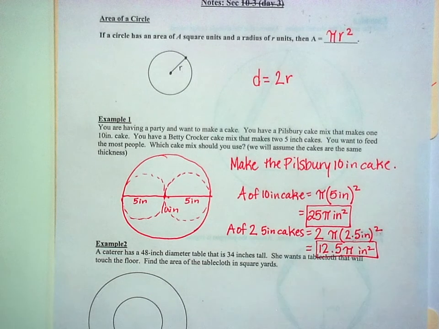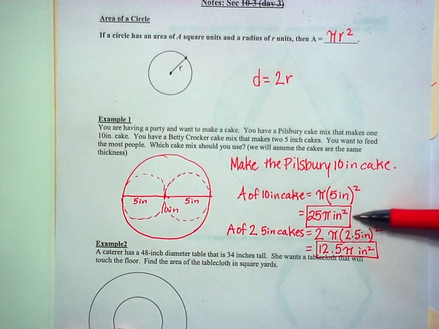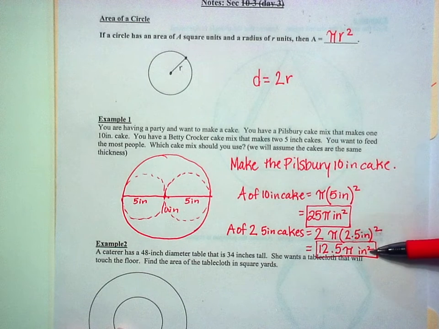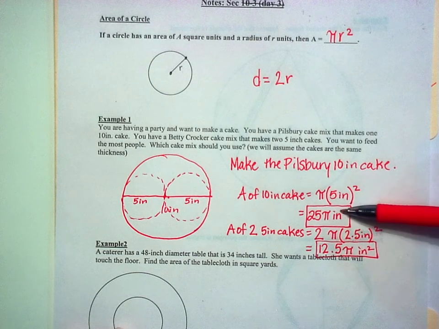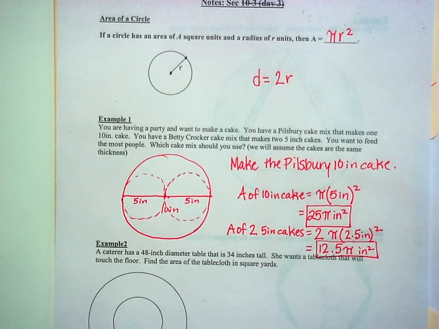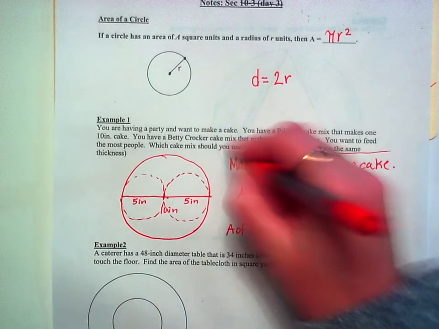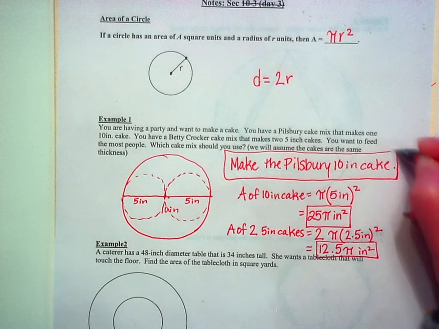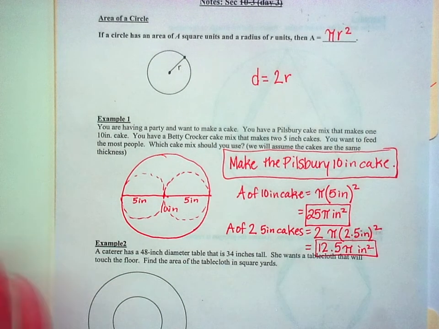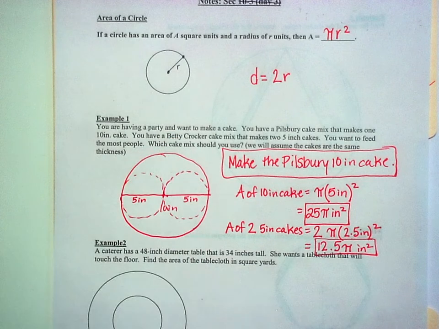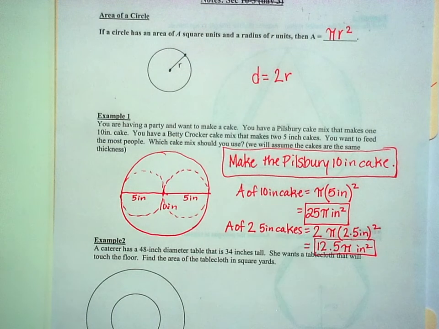Okay? And again, doing it with this method still shows us that the 10-inch cake is more cake. It's 25 pi. This one's only 12.5 pi. So the 10-inch cake is definitely more than the two 5-inch cakes. So again, make the Pillsbury 10-inch cake. I am fine with you just doing this or just doing this. You do not have to do both. You can pick one method. You just need to be careful.